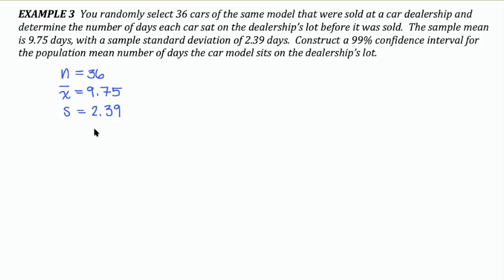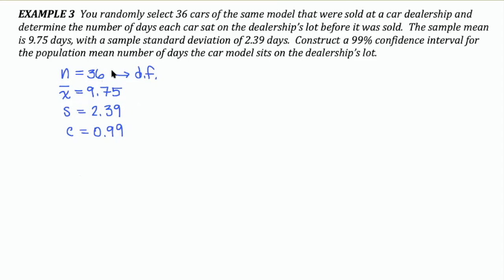We're told we should try to construct a 99% confidence interval for the population mean number of days that the car sits on the lot. So you can see I've written my variables as I was reading through the problem. And the only other additional piece of information I'm going to need is my t sub c, which comes from knowing my degrees of freedom.